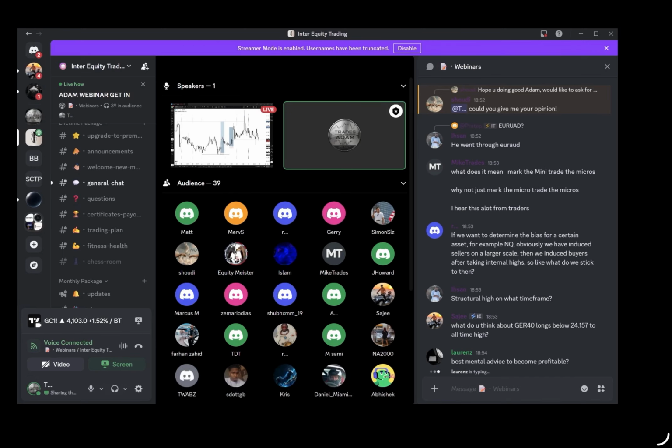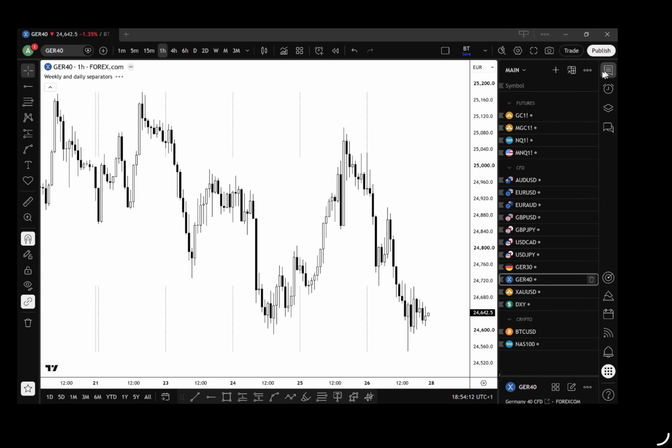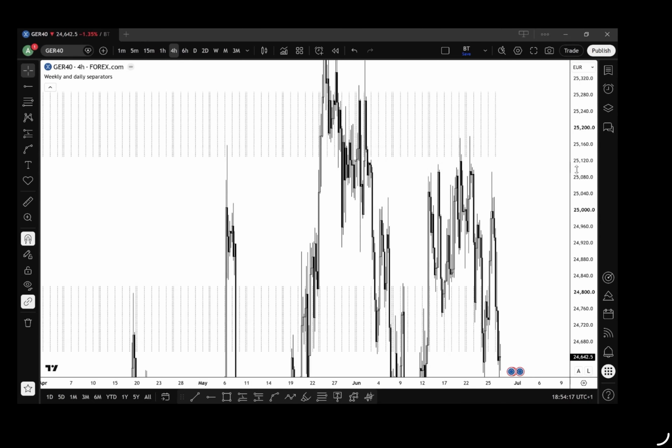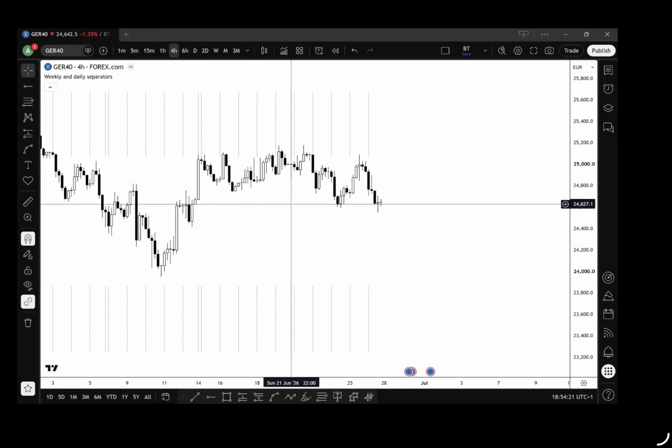German 40 longs. Let me go to German 40. So I was waiting for these lows to get taken, which they did. Oh wow.